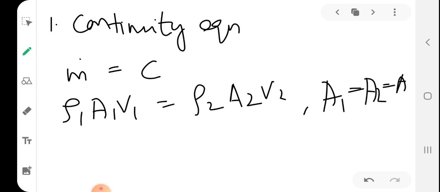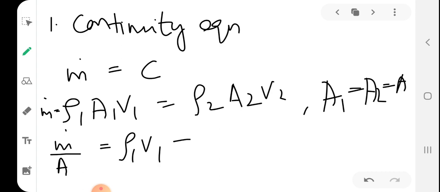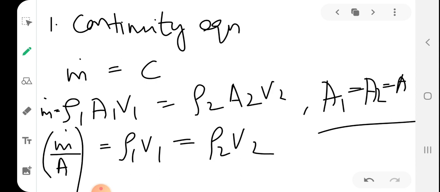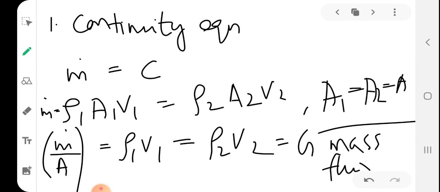So this is nothing but m dot, right? So m dot by A is nothing but rho 1 V1 equal to rho 2 V2. Okay, why? Because A1 is equal to A2 equal to A. So that is based on the general characteristics of a normal shock wave. So what is m dot by A? M dot by A can be written as G, or mass flux. Mass flow rate per unit area, that is mass flux. So mass flux is constant, or rho1 v1 is equal to rho2 v2, right?